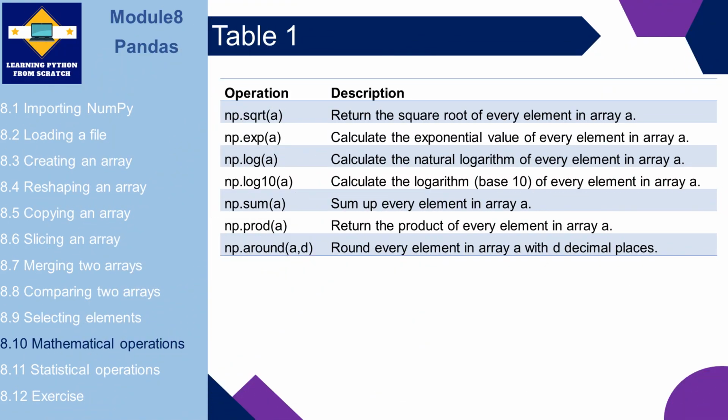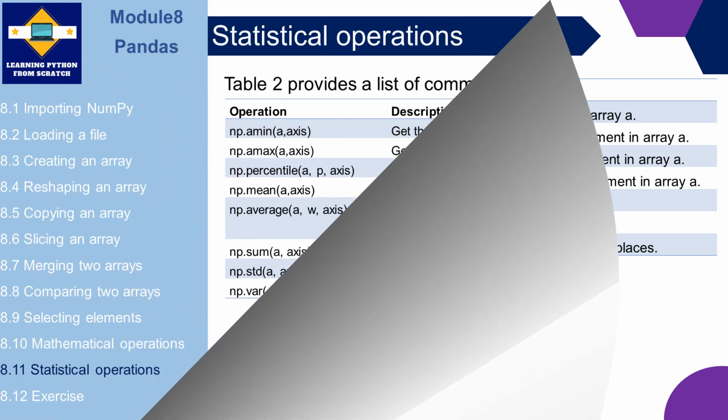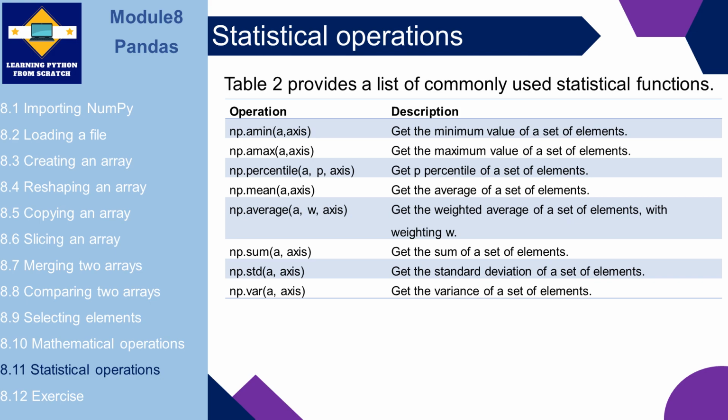Table 1 provides a list of mathematical operations in Numpy. The following table provides a list of commonly used statistical functions. We can calculate summary statistics for elements in each row, each column, or in the whole array.